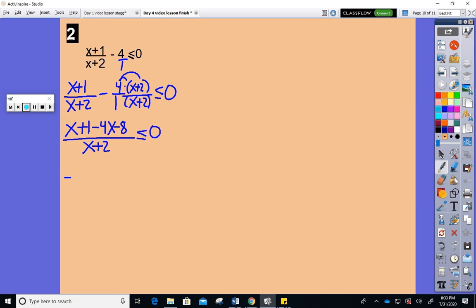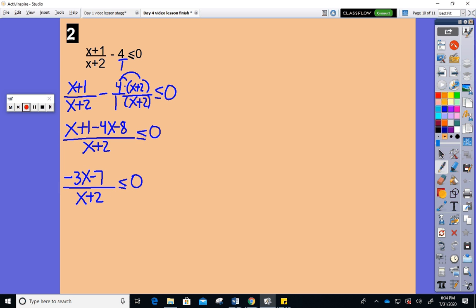So on the top, that gives me negative 3x minus 7, boo, yucky number, over x plus 2. Now on the top, I'm double checking my arithmetic just to make sure. That's why I paused for a minute. On the top, you could factor out a negative, but it's not actually real helpful because it doesn't make things a lot easier. So I'm just going to leave it like it is.